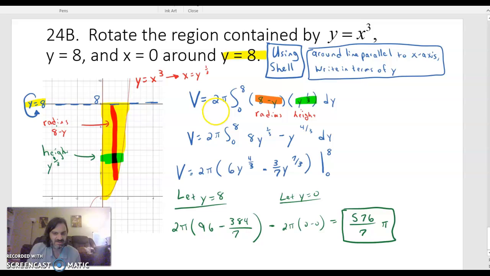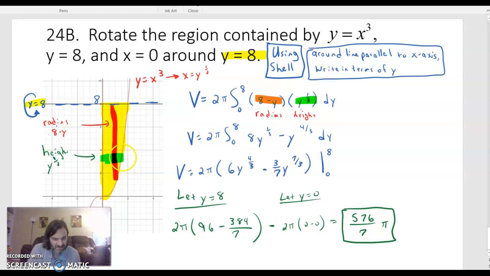So in terms of y, 2 pi, the region runs from 0 to 8 in terms of y. The radius would be from the line of rotation out to some point. So that would be 8 minus y. 8 minus y would be the distance. If y was 2, 8 minus 2 would give us a radius of 6. So this line down here where y equals 2 would have a radius of 6 because that's how far it is from the line of rotation of y equals 8.